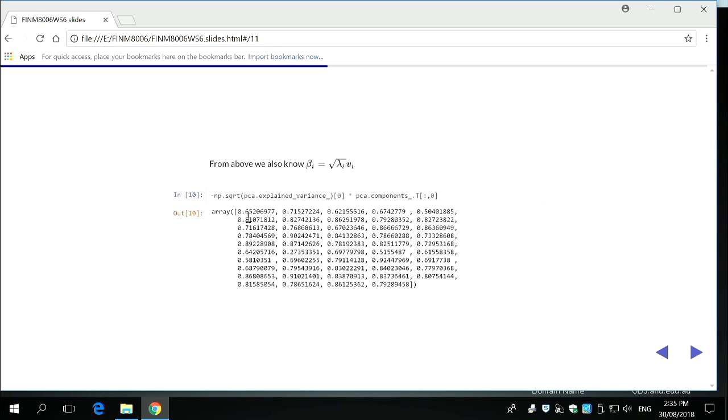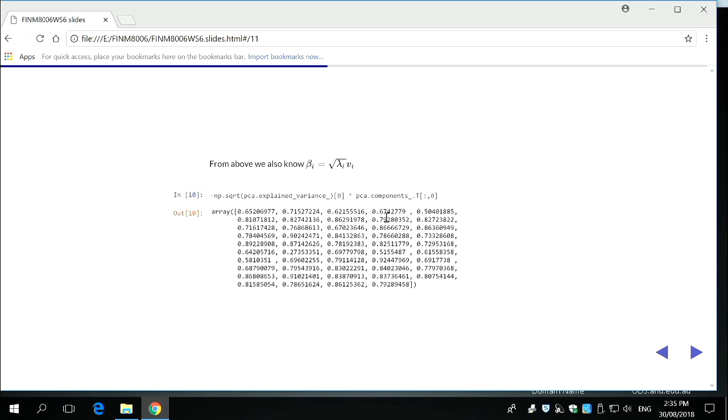For example, the first one, I remember, is agriculture. I think the third one is food. So these have low loadings, and some of these have high loadings. Each industry has different loadings. So that's one other way to calculate the loading directly from the variance covariance matrix and its eigenvalues and eigenvectors.